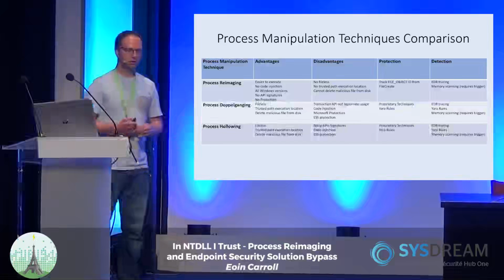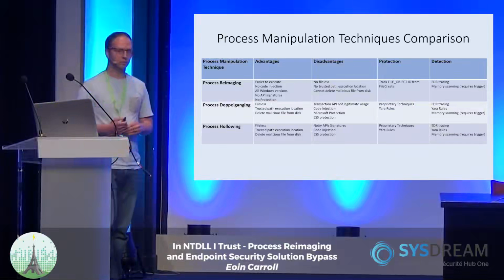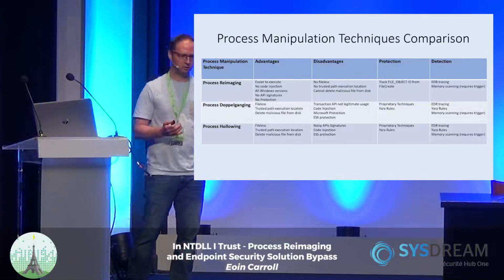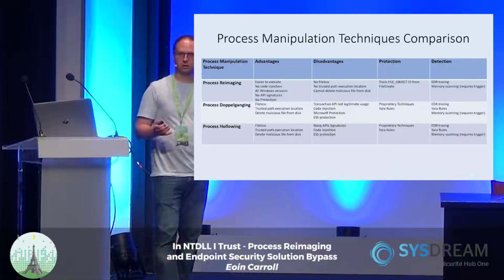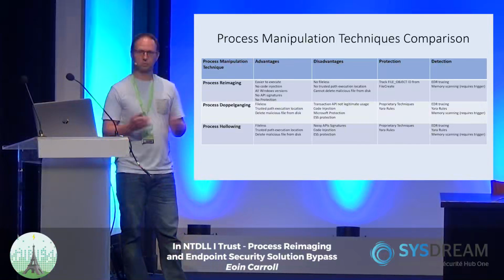So there are some pros and cons, right, to all the different techniques. From a process reimaging perspective, as I said, it's a lot easier to execute. It doesn't require code injection. Impacts all versions of Windows. There's no real API signature there from a Yara perspective, and there's no protection out there right now.